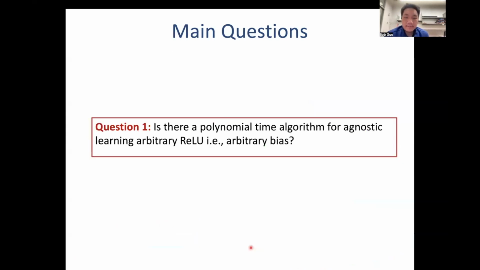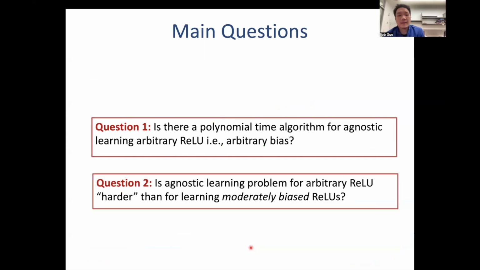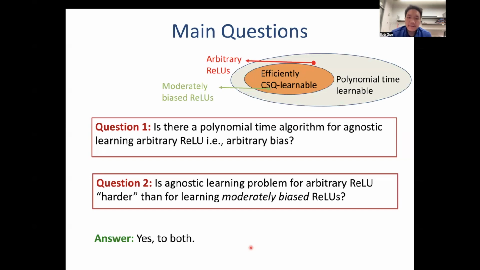And this leads to the main questions that our paper asks. Firstly, is there a polynomial time algorithm for agnostically learning an arbitrary ReLU neuron? Namely, do we really need to assume the bounded bias property? And the second question is, is agnostically learning an arbitrary ReLU neuron in some sense harder than learning a moderately biased ReLU neuron? And the answer we found is yes.